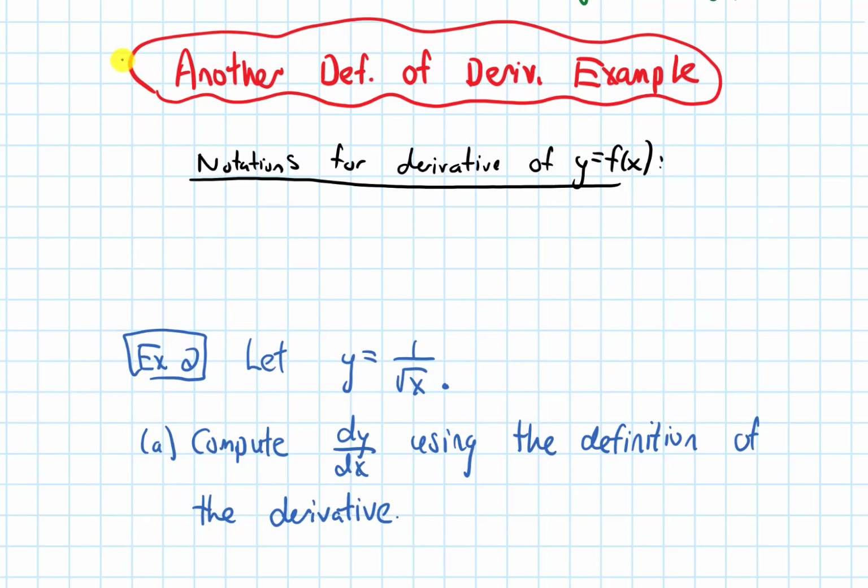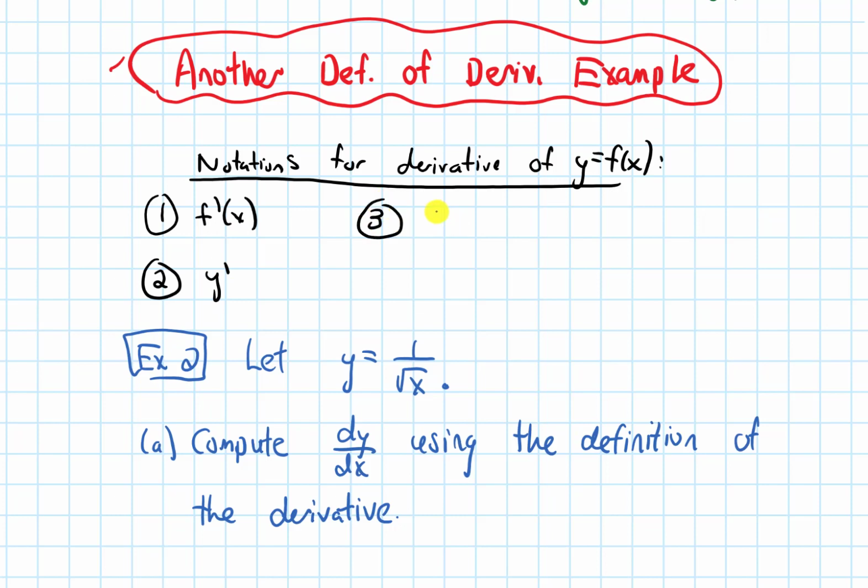In this video, we'll do another definition of the derivative example. So first I want to talk about some notations that we have for the derivative. The first we've already seen. If my function is y equals f of x, I could write the derivative as f prime of x. If we call our function y, we could also just write y prime.